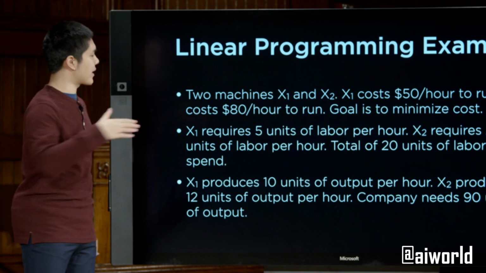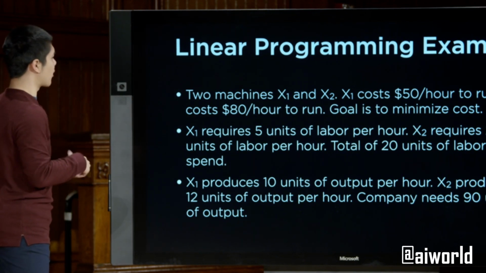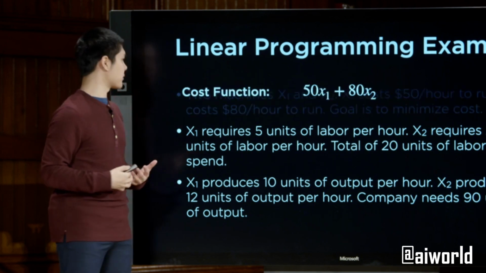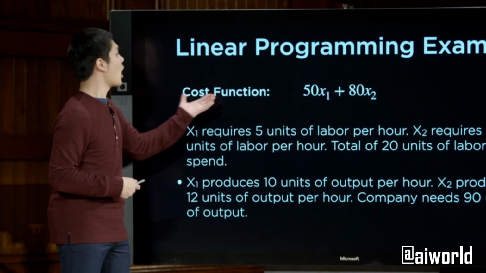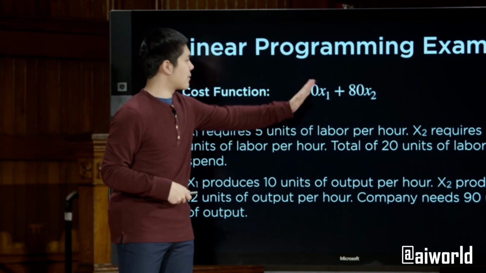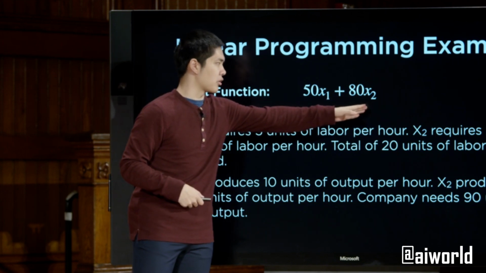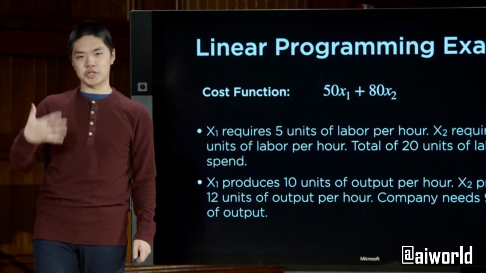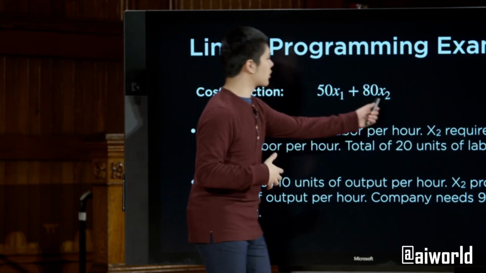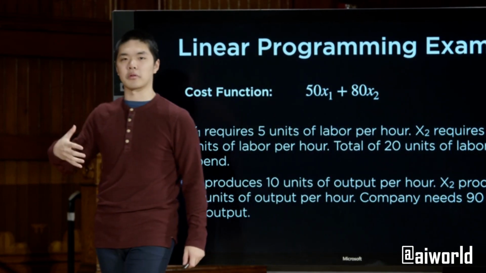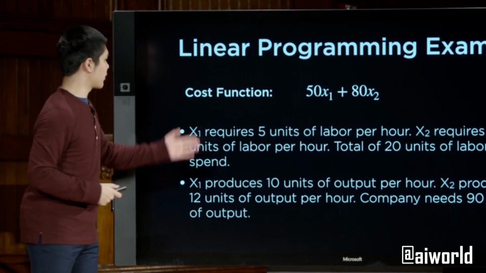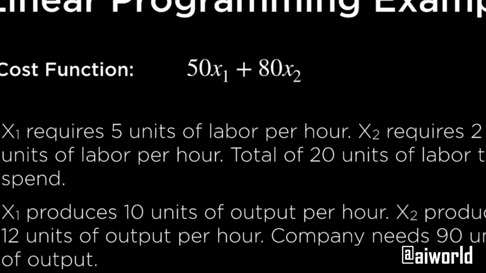Two machines, x1 and x2. x1 costs $50 an hour, x2 costs $80 an hour. Here we can come up with an objective function that might look like this. This is our cost function, rather. 50 times x1 plus 80 times x2, where x1 is a variable representing how many hours we run machine x1 for. x2 is a variable representing how many hours we are running machine x2 for. And what we're trying to minimize is this cost function, which is just how much it costs to run each of these machines per hour summed up.